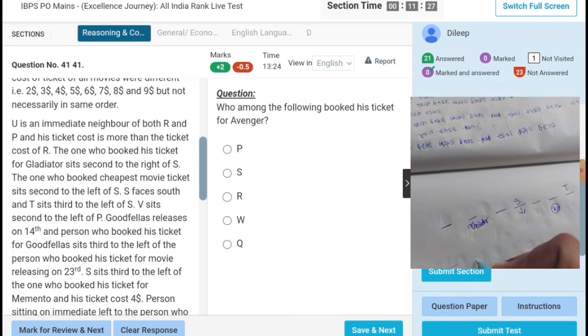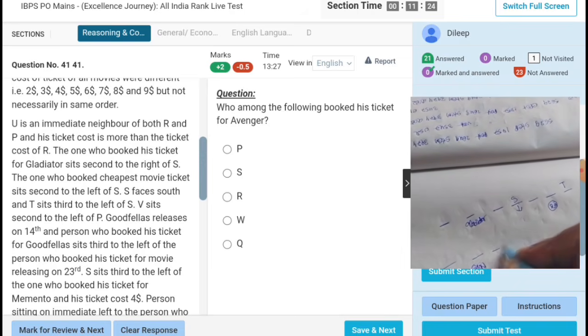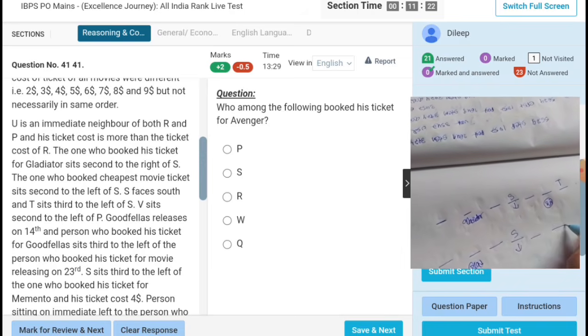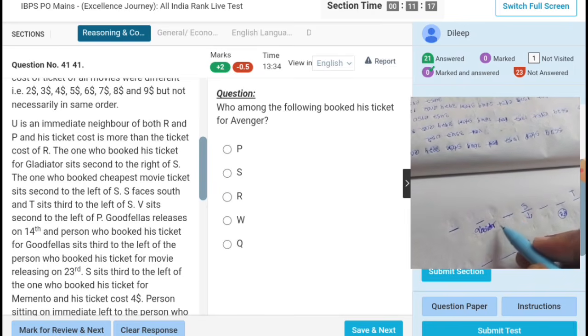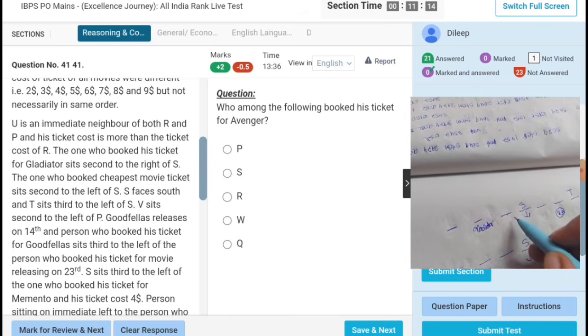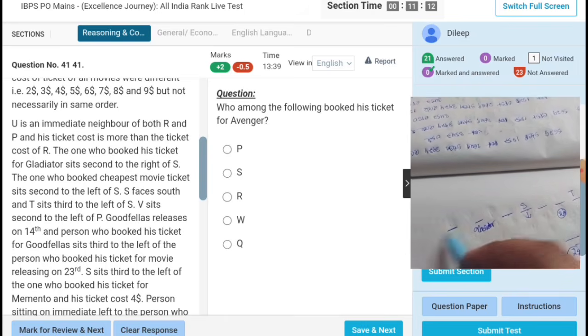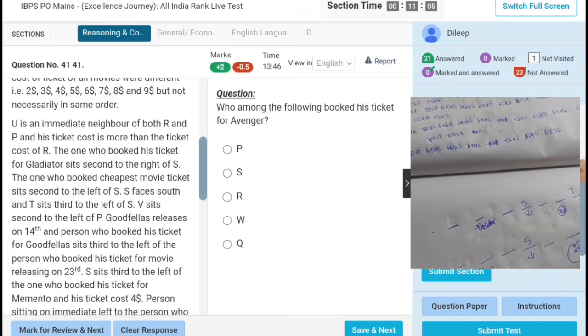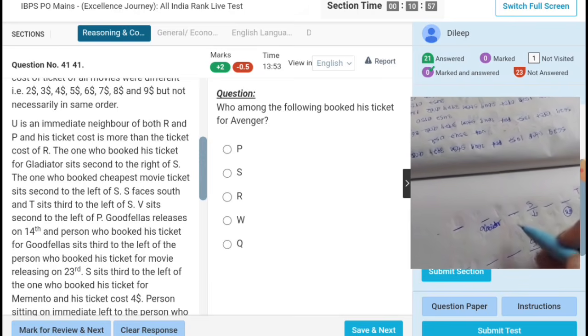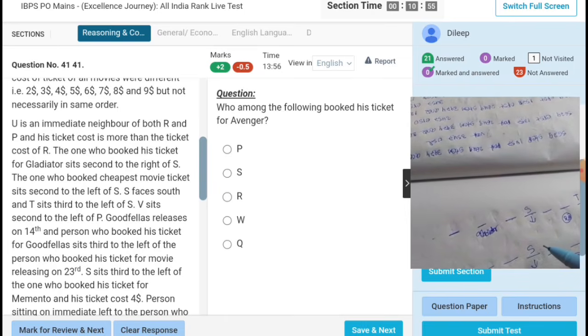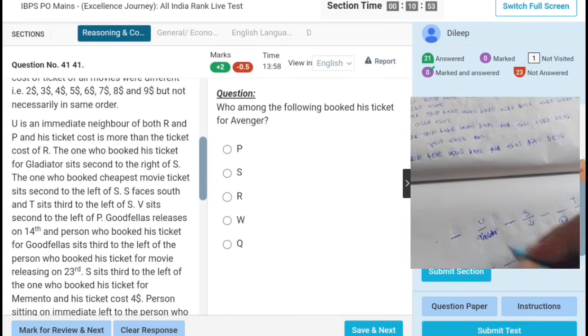So next. 2, 3, 4, 5, 6, 7, 8. 6, 7. So U is an immediate neighbor of R and P.